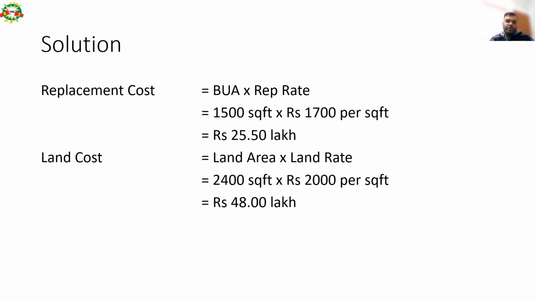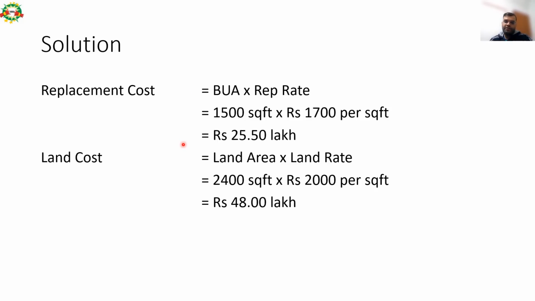So first we have to calculate the replacement cost and land value. Since we have to calculate the total property value, we need the value of land plus the depreciated value of the building. So the replacement cost new, or RCN, of the structure will be equal to the built up area, which is given in the question, 1500, multiplied by 1700 per square feet, the replacement rate, which is also given in the question. So that means the RCN, or replacement cost new, of the building is equal to 25.50 lakh.